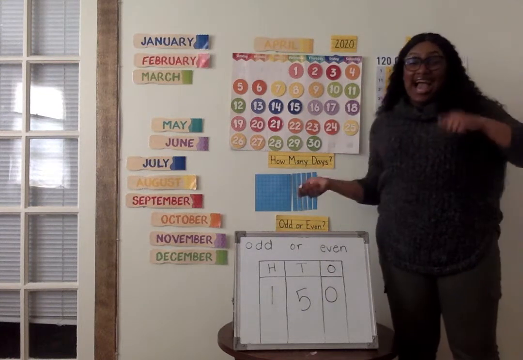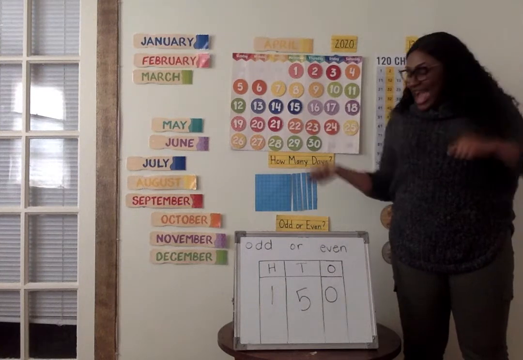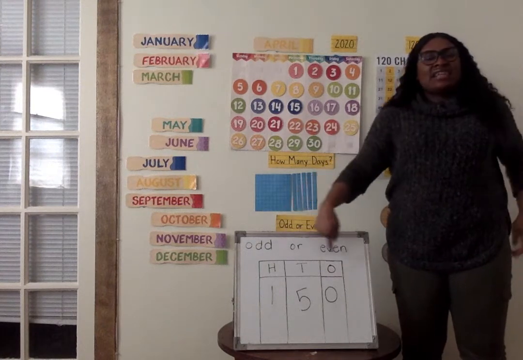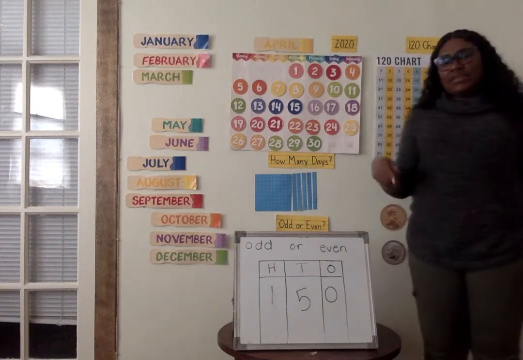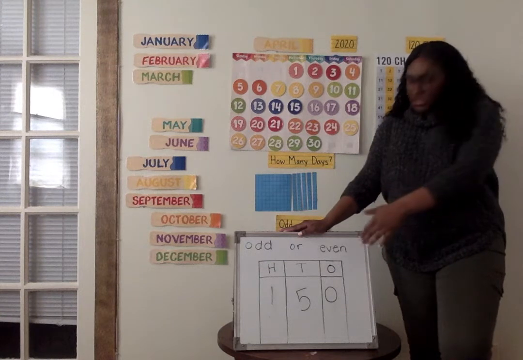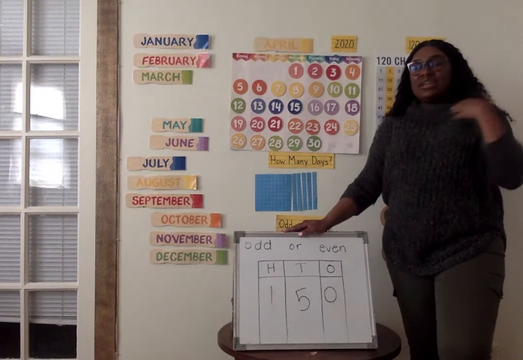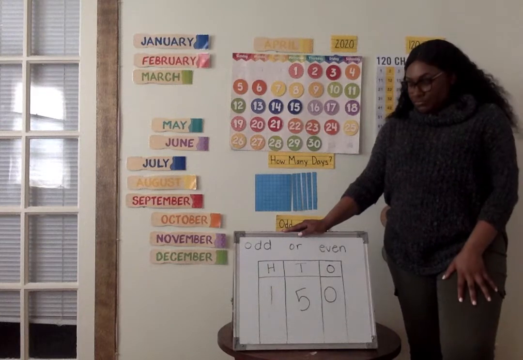Is it odd or even? Is the number 150 odd or even? And how do you know? Let's look at the numbers in the hundreds, tens, and ones place. Is the number 150 odd or even? And how do you know?